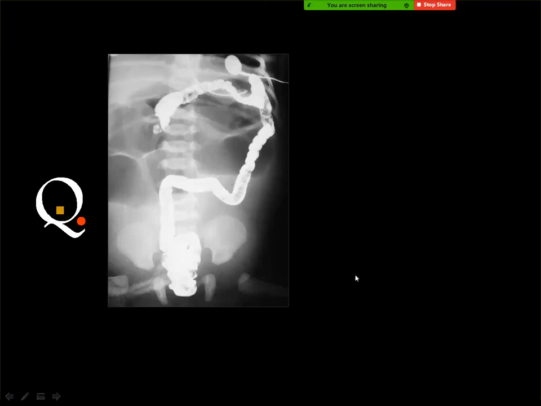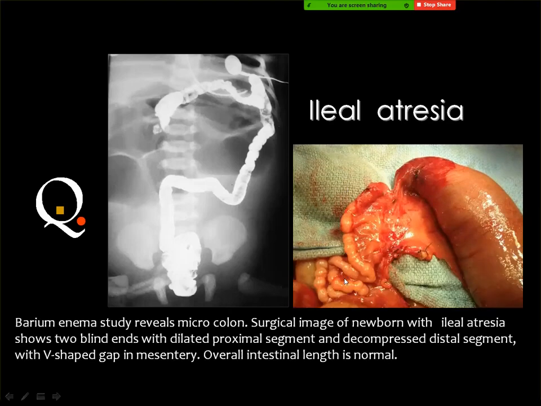Microcolon. What do you think? Secondary to meconium. No, this is esophageal atresia with significant dilatation of the stomach. And you see the colon is small, this is microcolon, and there are three possibilities.